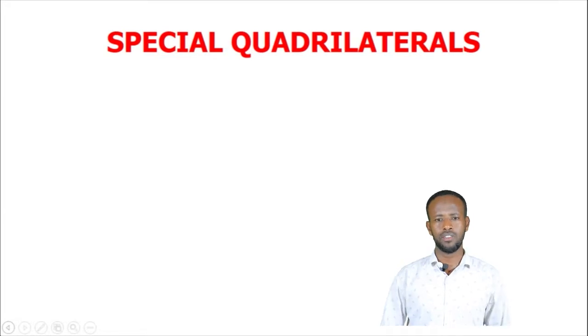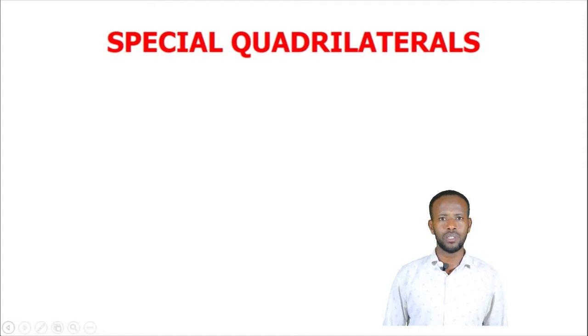What do you understand from the word quadrilateral? This word is made of two terms, quad and lateral. So when we say quad, it means what? Four. Lateral means what? Side. So we are learning special four-sided figures.